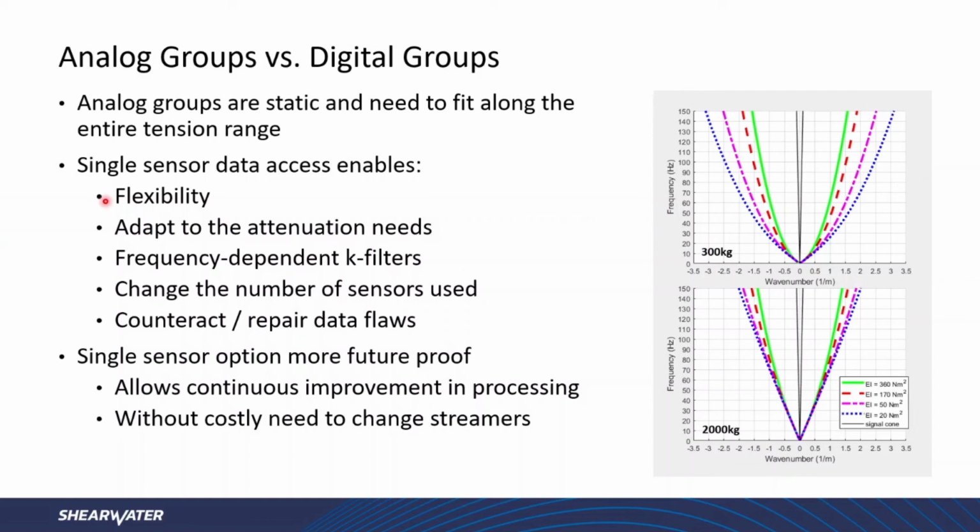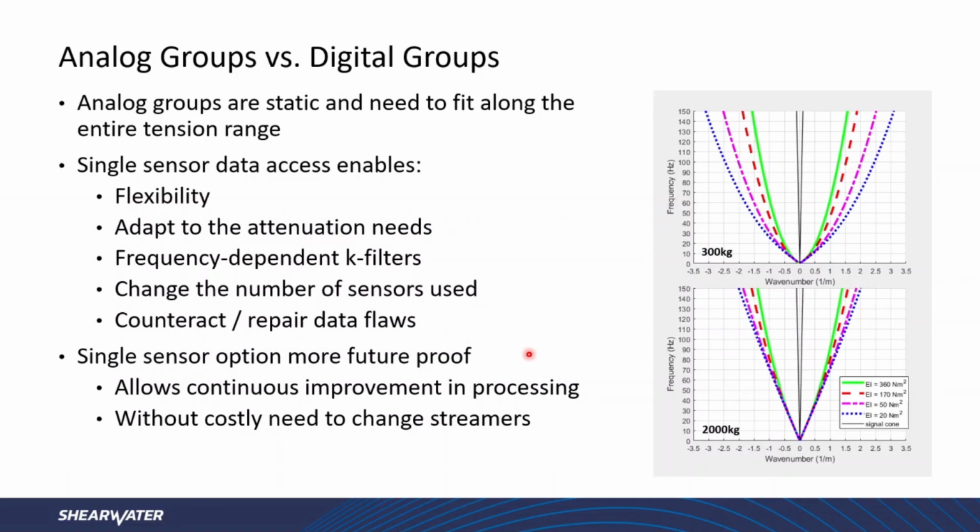In contrast, the single sensor data access enables you with a lot of flexibility. You can adapt to the noise attenuation needs you encounter. You can even go as far as designing frequency-dependent K filters, putting a notch exactly where you would want it. Furthermore, you can change the number of sensors you want to use. Like in the high frequencies, you might want to use fewer sensors than what is in your group, and in the low frequencies, you might want to borrow sensors from neighboring groups to enhance your noise attenuation power.